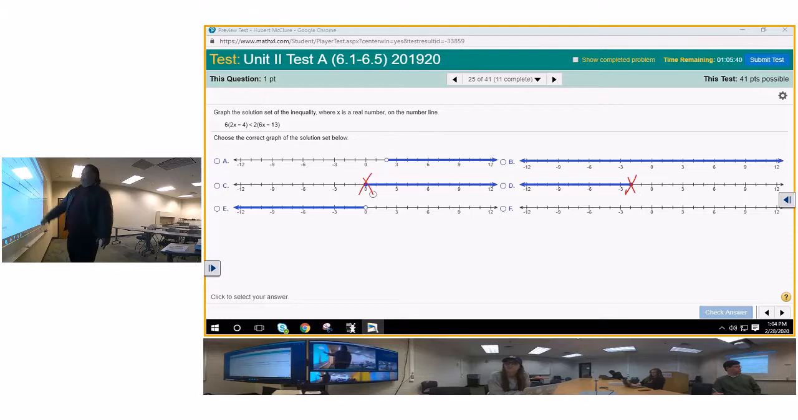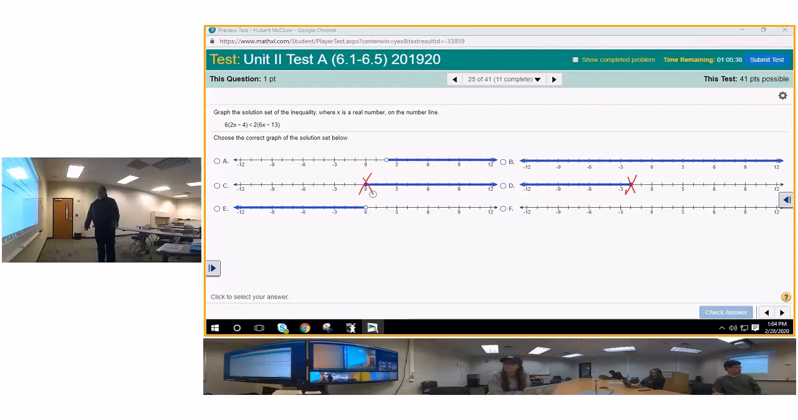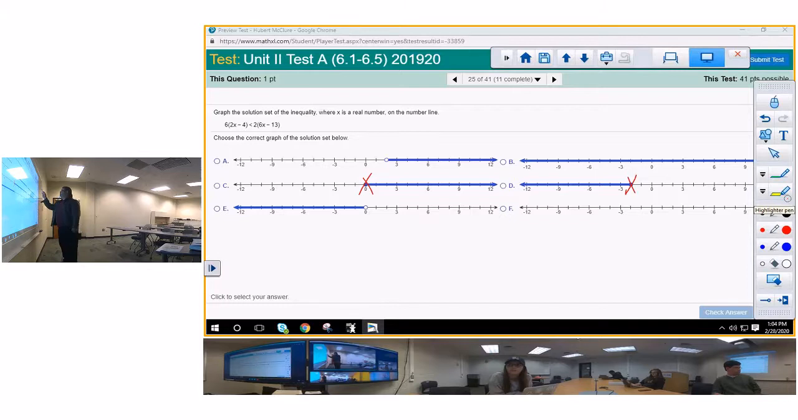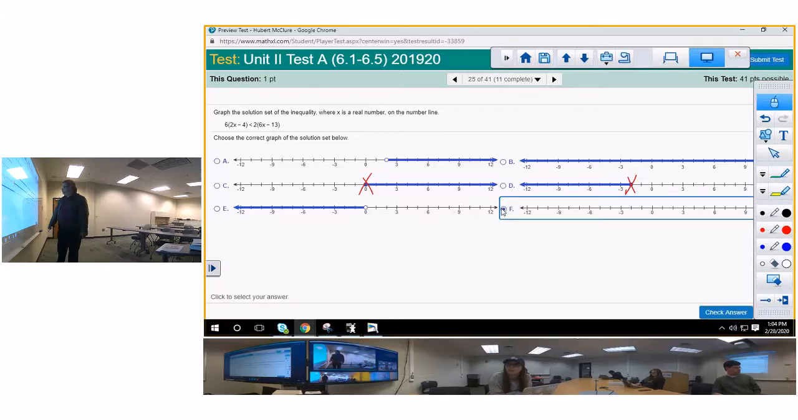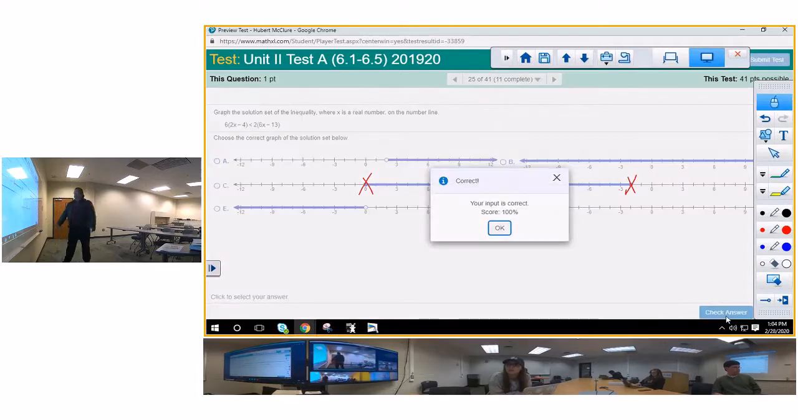There we go. Finish that one. Let's see. 12 times negative 4. No, that'd be 6 times. Negative 24 is less than negative 26. That's false. So it's going to be no solution. Foxtrot. Good job.